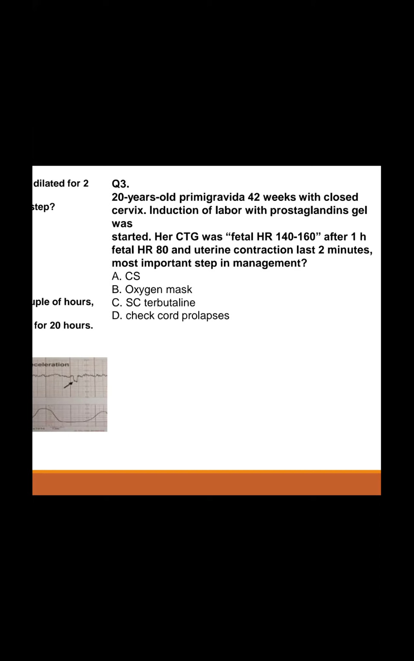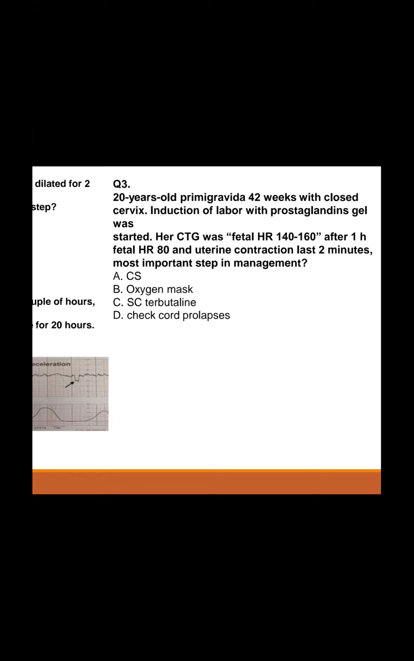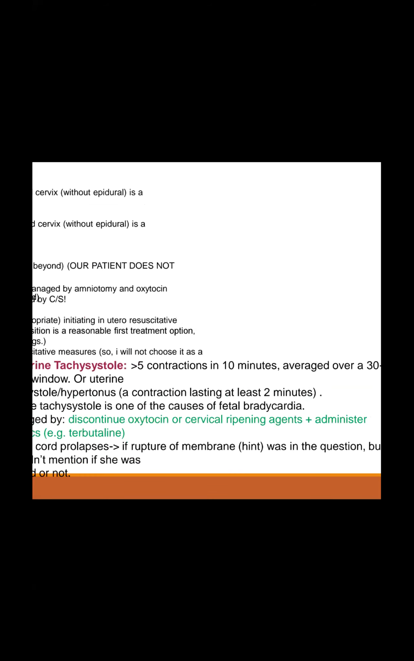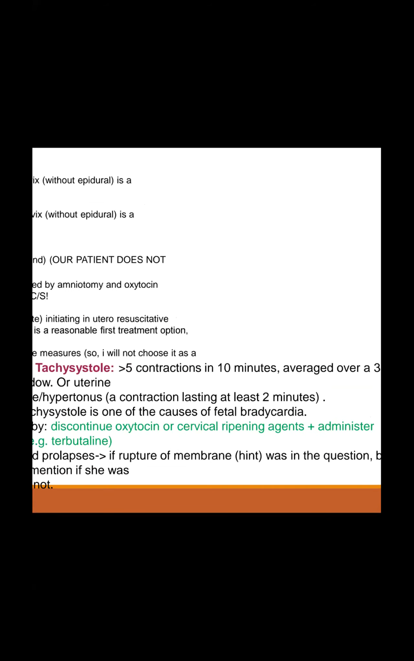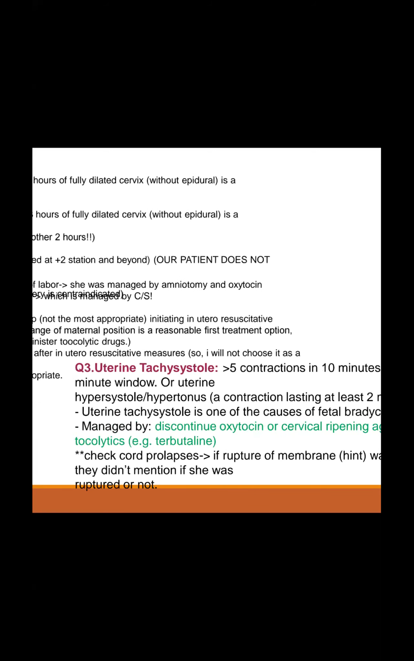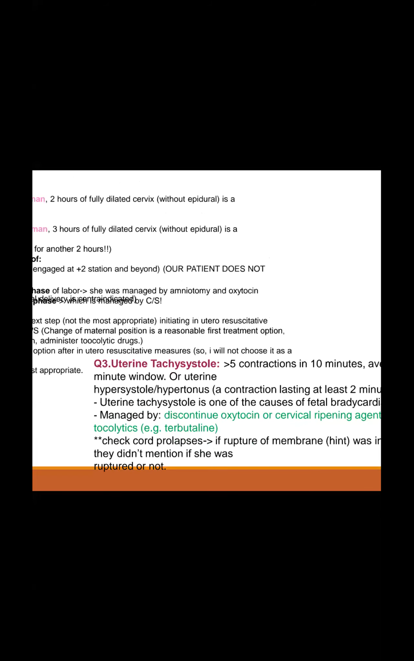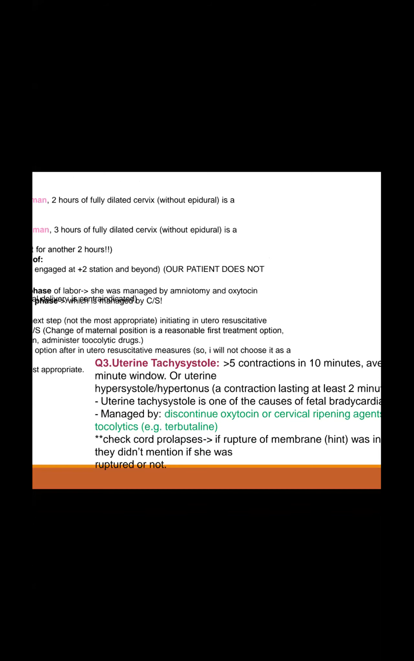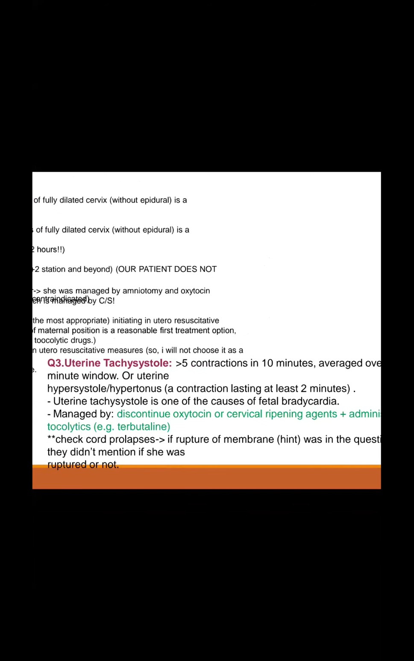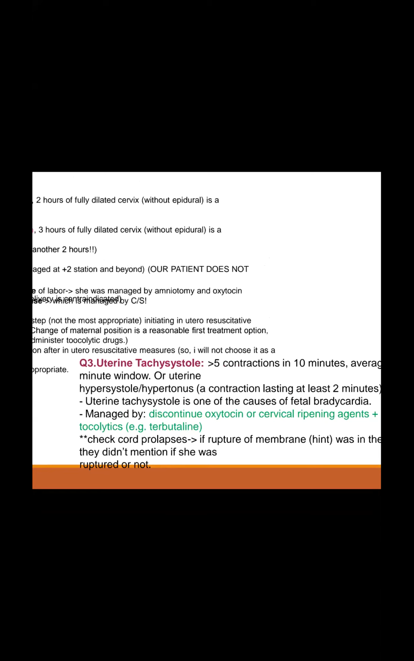The answer is subcutaneous terbutaline, because of the increased contractions. More than 5 contractions in 10 minutes, so if every 2 minutes I have more than 1 contraction, the average over 30 minutes would be uterine tachysystole or hypertonus. So we have to discontinue oxytocin and give a uterine tocolytic. It is subcutaneous terbutaline. Clear?